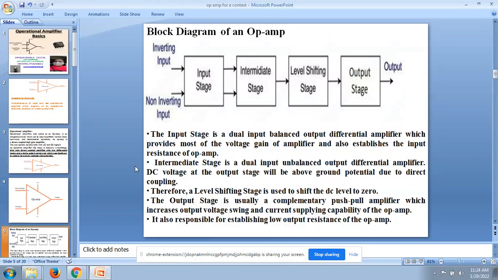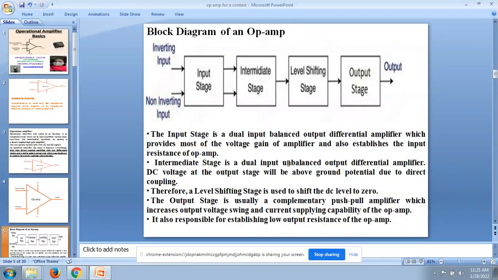Let's see what is the block diagram of op-amp. The block diagram of op-amp consists of many stages, that is, it starts from input stage, intermediate stage, level shifting stage, output stage. The input stage is a dual input balanced output differential amplifier which provides most of the voltage gain of an amplifier and also establishes the input resistance of op-amp.